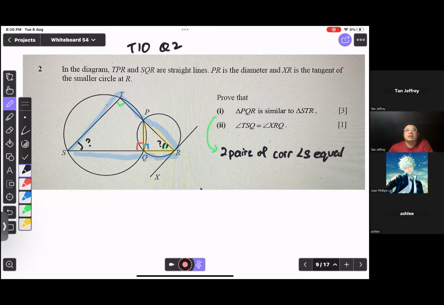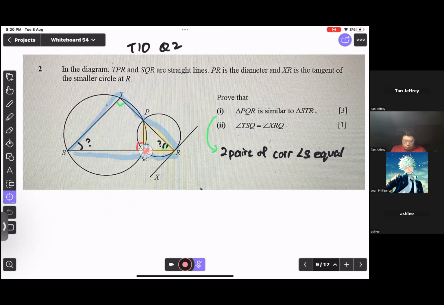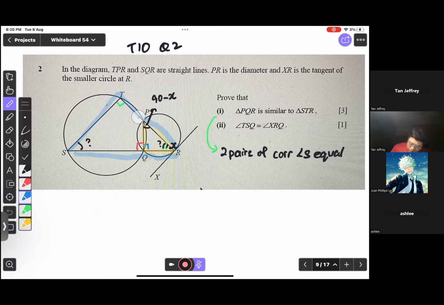QPR plus PRQ is 90 degrees. QPR plus TRQ. So this one, let's say I call this, for example, X. Then this angle will become 90 minus X. Then this angle will become what? 90 plus X.